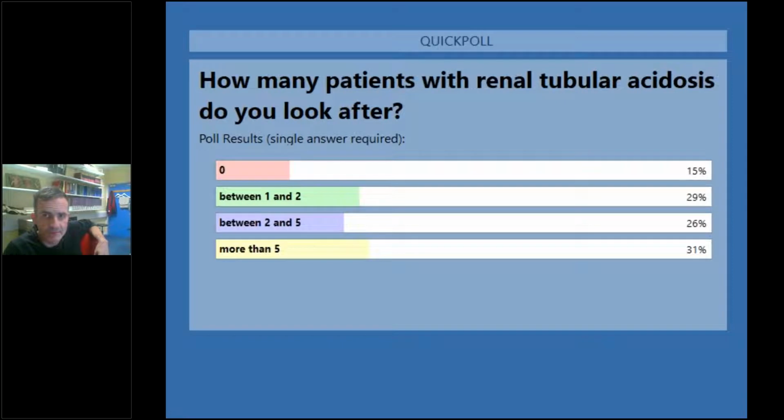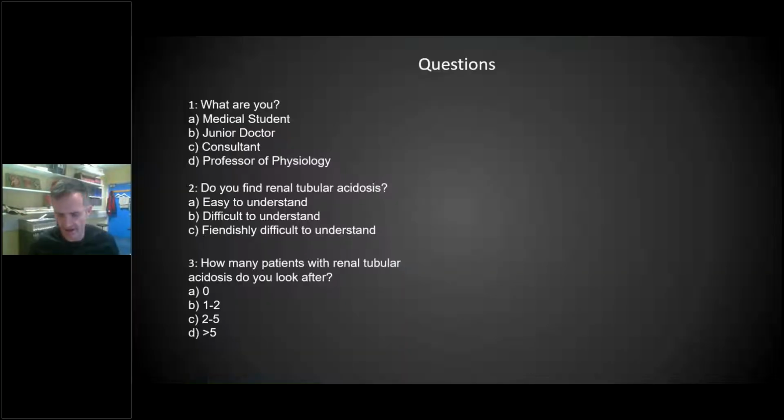Okay, so that's really distributed evenly: 15% zero, 29% between 1 and 2, 26% between 2 and 5, and 31% more than 5. Wow, okay, so a pretty expert crowd in that case. Well, okay, let's see what we can do.